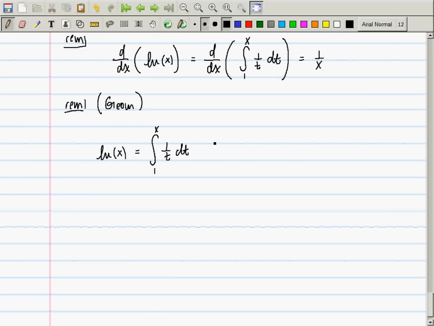Okay, now let's assume for a moment that x is greater than 1. Then this is the integral of 1 over t. So how about the sign of 1 over t between 1 and x if x is greater than 1? What's its sign? Positive, right? In fact, the sign of 1 over t is positive any time that t is positive. So then what that means is I can say, okay, I'm going to draw 1 over t. So then the graph of 1 over t looks like this. So this is the t-axis, and this is the graph of 1 over t.